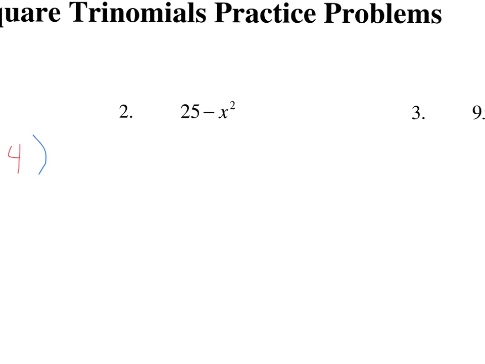So is this a difference of squares? Yes, it is. They're perfect squares, and they're subtract. So the square root of the first term, square root of 25 is 5. The square root of x squared is x. And the signs are 1 plus 1 minus.